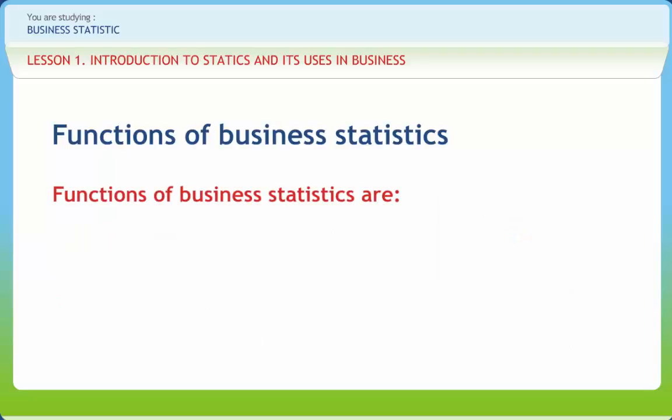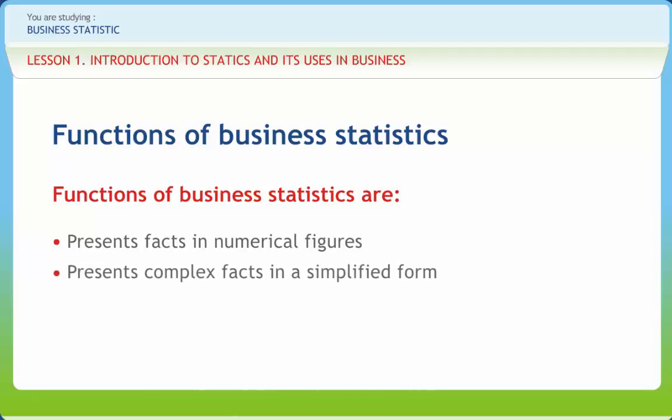Following are the main functions of statistics. The first function of business statistics is to present a given problem in terms of numerical figures. We know that numerical presentation helps in having a better understanding of the nature of the problem. Second, by using various statistical methods, the large mass of data can be presented in a simplified form. This simplification is achieved by the summarization of data so that broad features of the given problem are brought into focus.